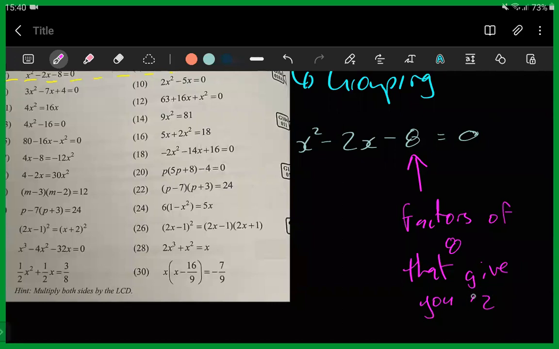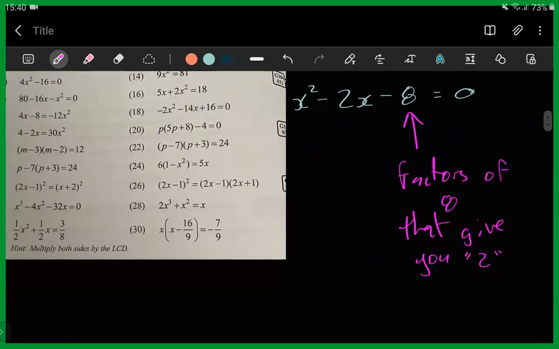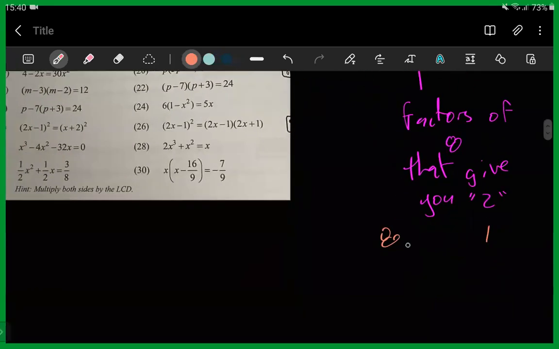So factors of 8 that give you a 2, you can test out: 8 and 1 don't work. 2 and 4 definitely work. Those are the only ones that work, because those are all the factors of 8 actually. So 2 and 4 are the only ones that seem like they are going to work. It's only 2 and 4.